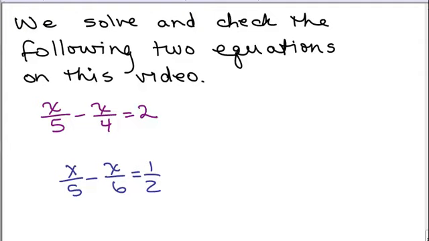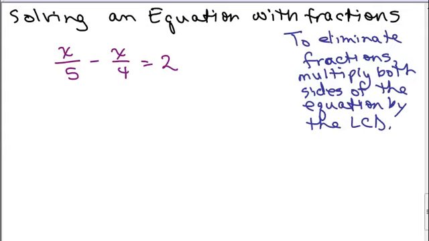On this video, we solve and check the following two equations that contain fractions. All right, we're going to solve this equation that has some fractions in it. Remember, to eliminate fractions, multiply both sides of the equation by the least common denominator. So we have two denominators because 2 is a whole number, so that would just be 2 over 1. If we look at 5 and 4, you have to determine the least common denominator, and that is 20.